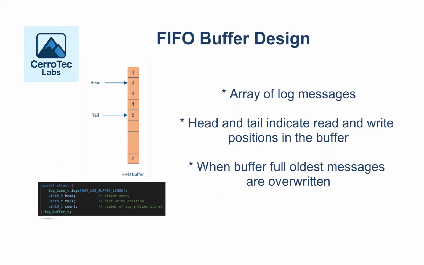The buffer comprises an array of log messages. The parameters head and tail are used to manage read and write positions in the buffer. Head indicates the next read position and tail indicates the next write position. When the buffer is full, entries are overwritten from the beginning of the array.